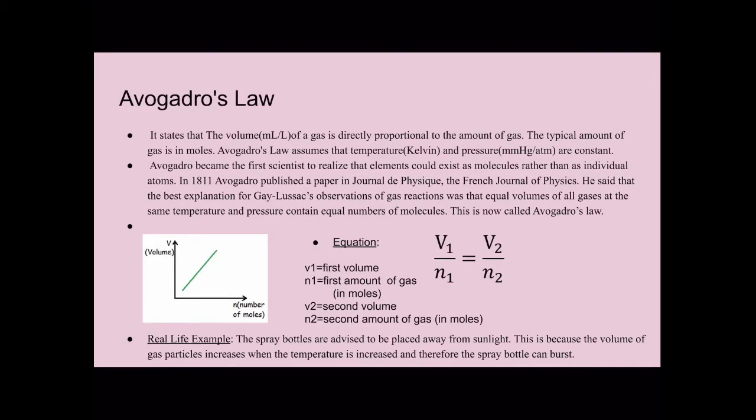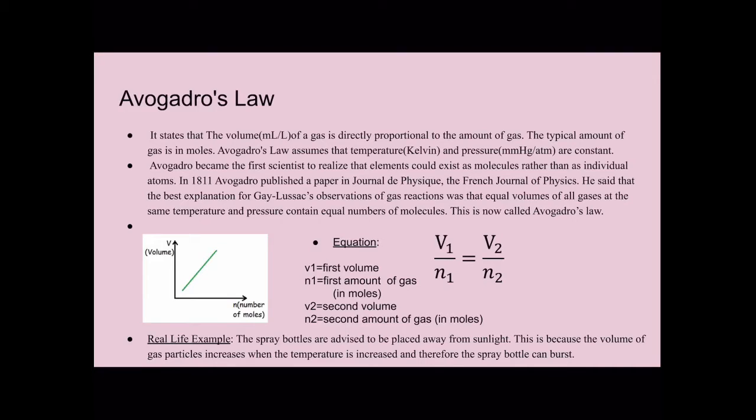Avogadro said that the best explanation for Gay-Lussac's observations of gas reactions was that equal volumes of all gases at the same temperature and pressure contain equal numbers of molecules. The equation is V1 divided by N1 equals V2 divided by N2, with N being moles.